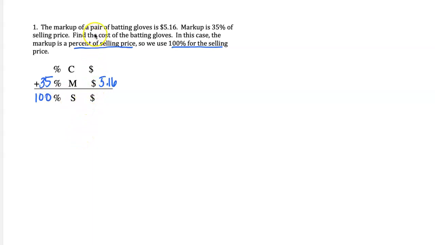And our final answer is going to be the cost of the batting gloves. We can work backwards here and know that 100% minus the 35% would give us the 65% of cost. Or you can think something plus 35% is 100% and solve. Okay. As we did before, I'm going to take that middle row and make it into an equation. Markup is 35%, and in this case, it's of selling price.